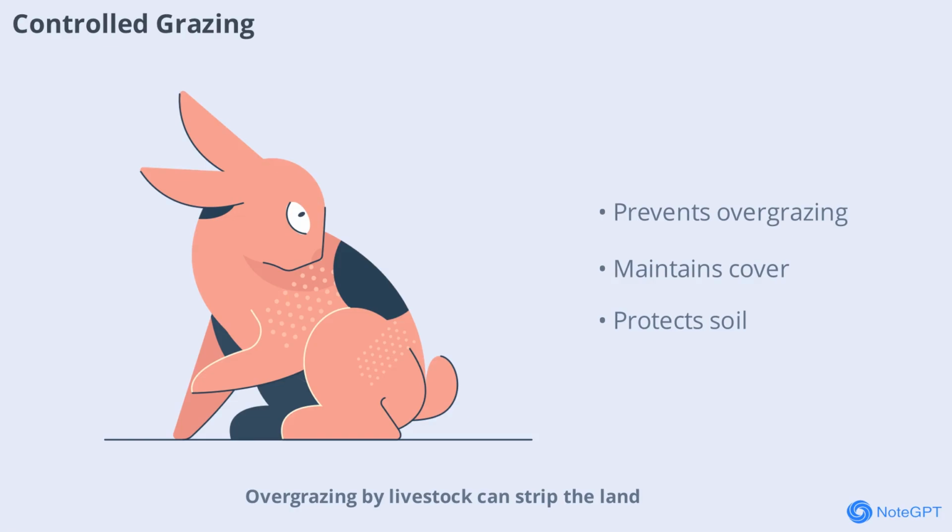Overgrazing by livestock can strip the land of vegetation and expose soil to erosion. Controlled grazing involves managing the movement and number of animals to allow pastures to recover. This helps maintain ground cover and soil health, especially in grassland and semi-arid regions.